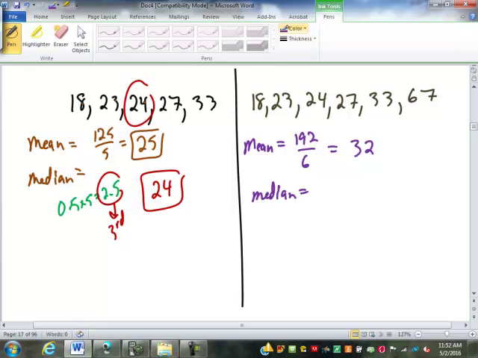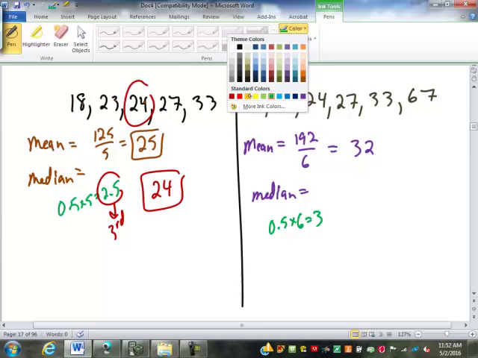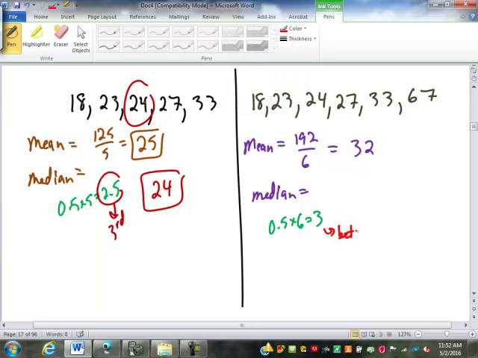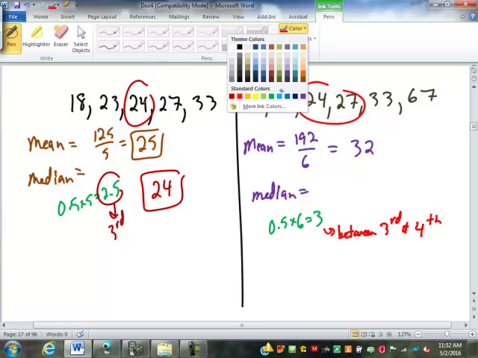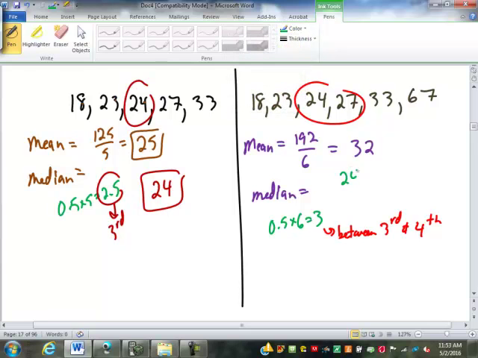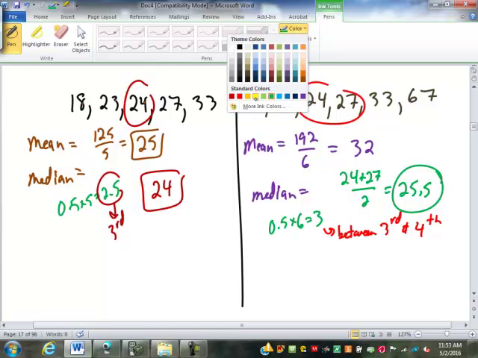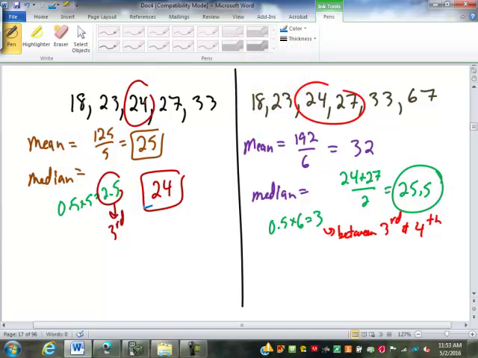Our median, well, it's 0.5 times 6, which is 3. So that's telling us it's between the third and fourth. Remember, if it's a whole number, it's between that one and the next position. So it's between the 24 and 27. 24 plus 27 is 51, divided by 2 is 25.5. So if you look at this, what happened here, you see our median went from 24 to 25.5, a small change. But the mean jumped from 25 all the way up to 32.